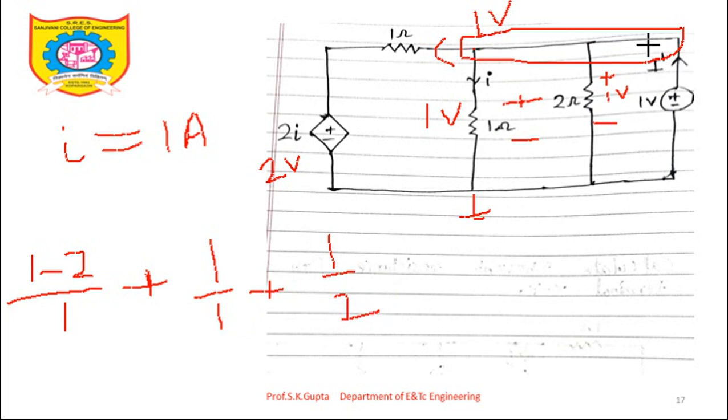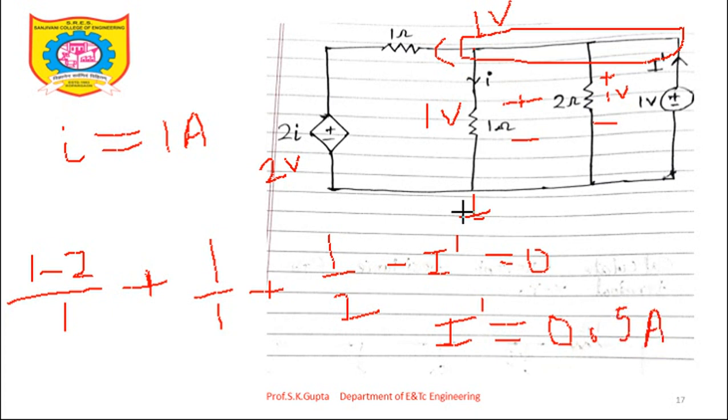And this I dash is the incoming current, so I will take it with a minus sign. So minus I dash equal to 0. So minus 1 plus 1, 1 minus 2 is minus 1, upon 1 is minus 1, plus 1, so this will get cancelled out. Plus 1 by 2 minus I dash equal to 0. So I dash value is 0.5. Simple mathematics. Nothing else. I dash value is 0.5 ampere.